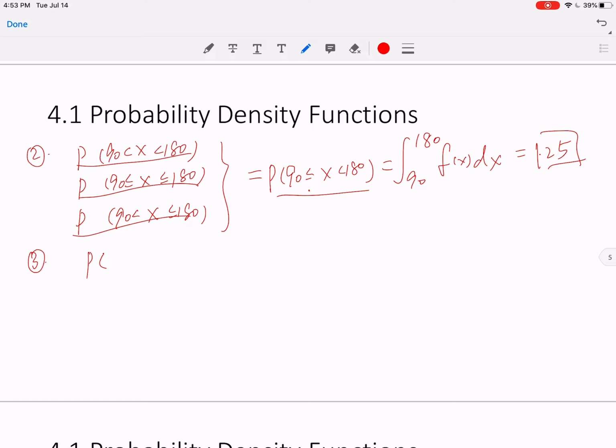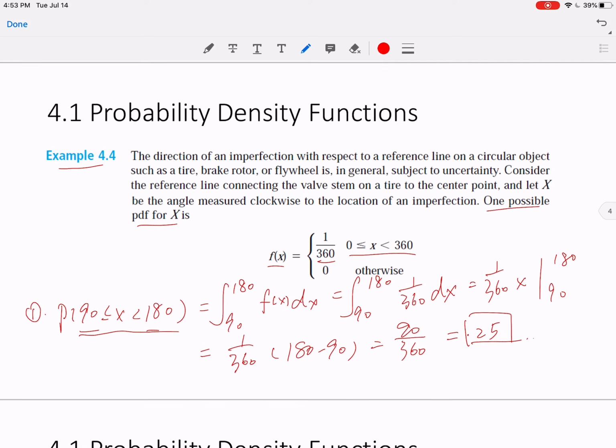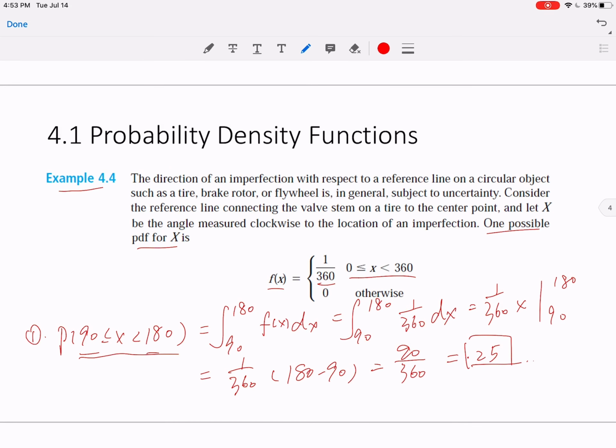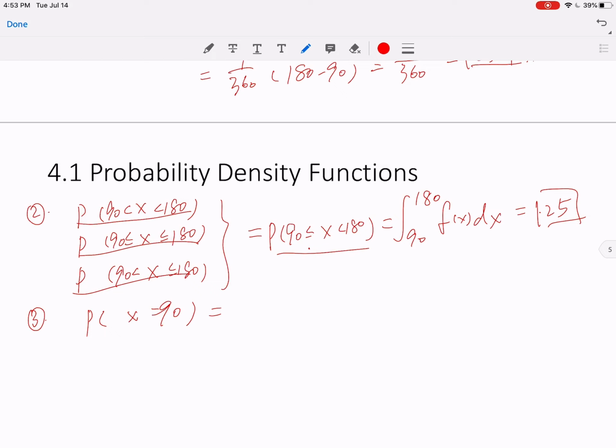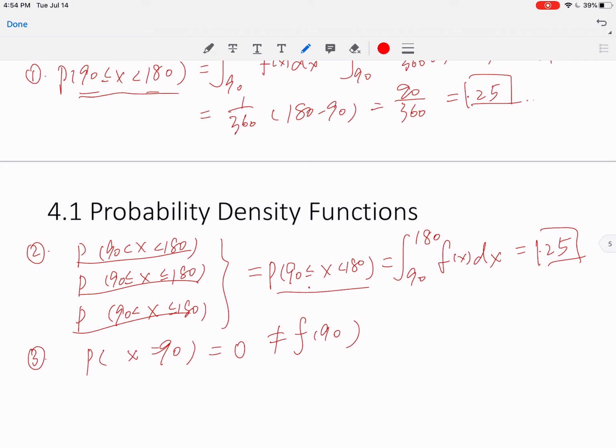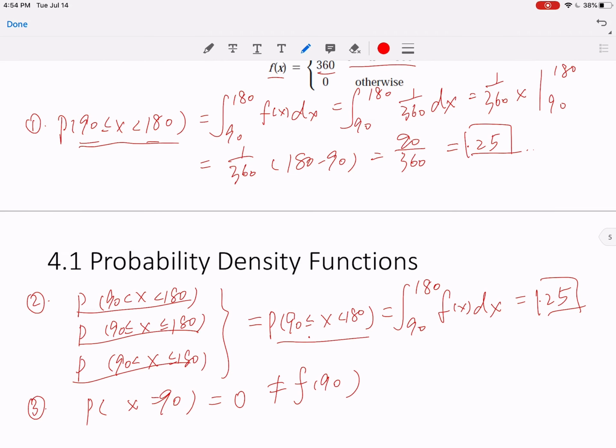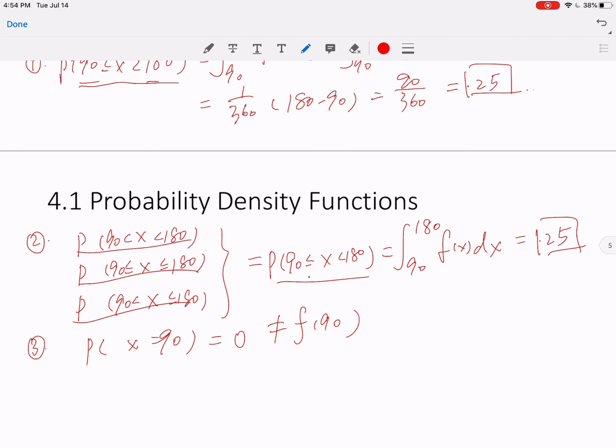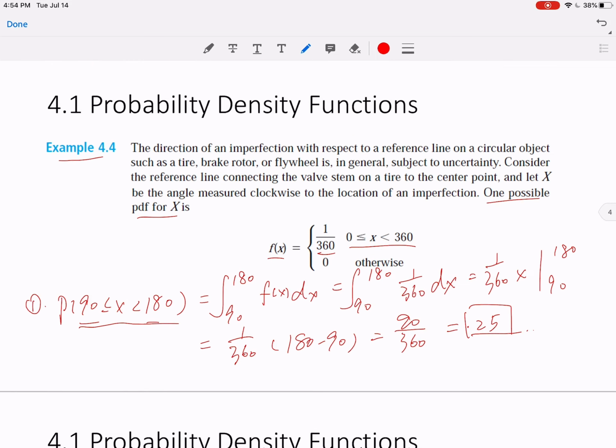What is the probability that x is equal to 90? Since this is a continuous random variable, right? This is a continuous random variable, and we're looking for the probability of a single point. What is it? It is 0. So what I want to emphasize over here, this is not equal to the function value of f of 90. Okay? If you want to find the probability of a single point of a continuous random variable, this is always 0. You cannot just plug the 90 back into the function here.